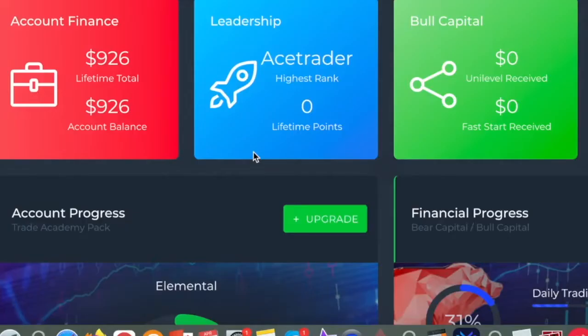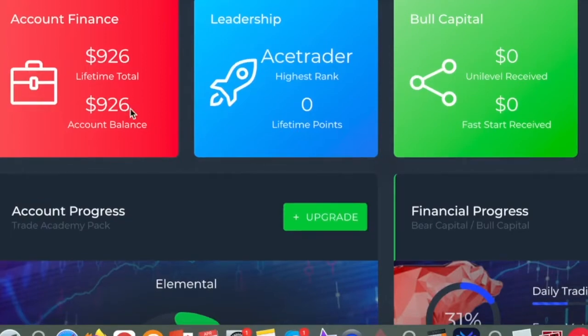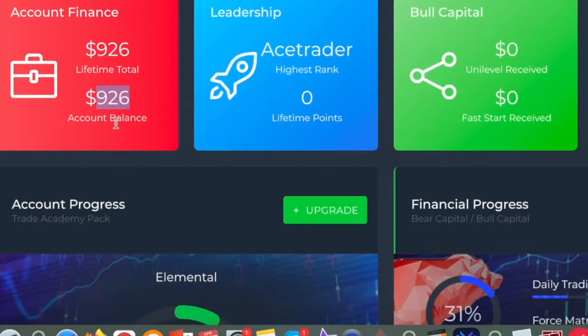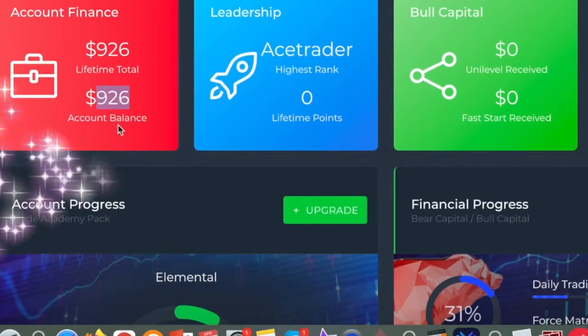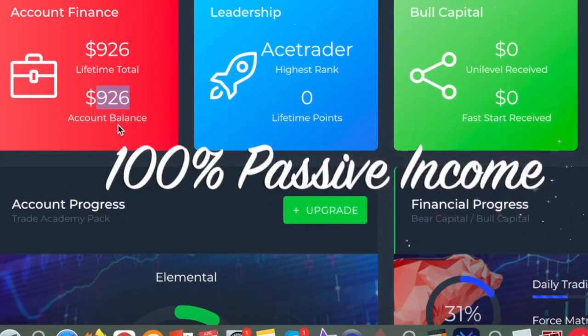That brings me over to this one. This is a Forex trading platform where they do the trading for me. So far, this account has earned $926. Now I want to show you that it's 100% passive and that there's no referrals. I haven't promoted this particular account in any way, shape, or form.